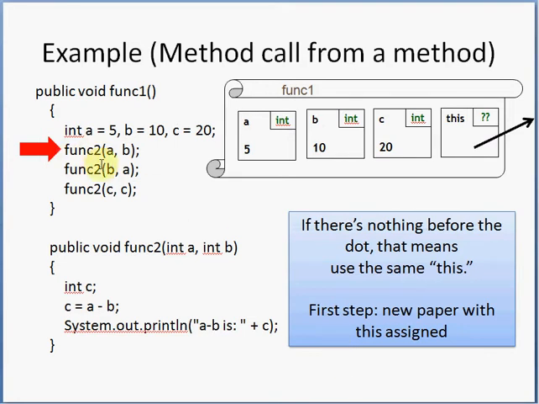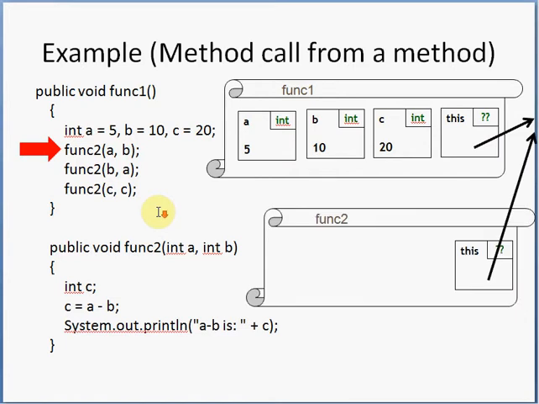This says run func2 on A and B, and it's important to note that if you ever see a method call that doesn't have something with a dot before it, that means use the same this as I'm using now. So whatever object we called func1 on, we're going to call func2 on that same object. So we make a func2, and it's pointing at whatever func1 was pointing at, with its this. All right.